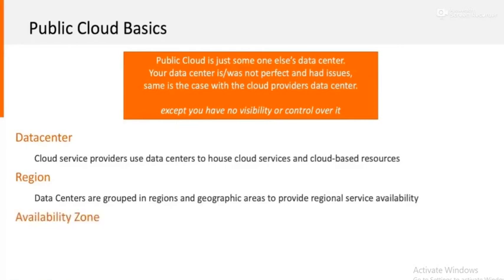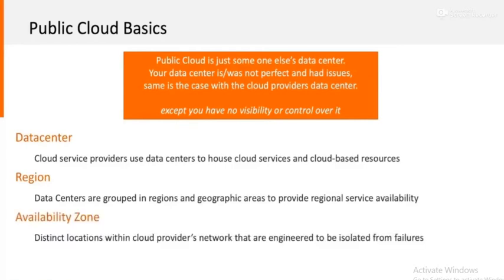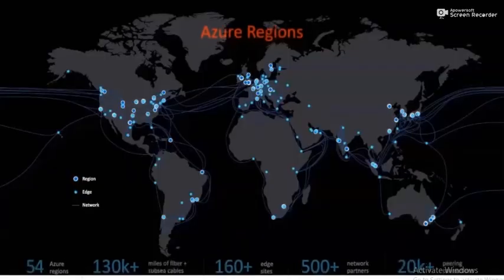Then you have the concept of availability zone. So within a region, it's usually not going to be one single physical facility. So a region is usually made up of different facilities, which are referred to as availability zones. So you may have availability zone 1, availability zone 2, availability zone 3 within the same region. These availability zones are essentially connected with very fast, high-speed connections.